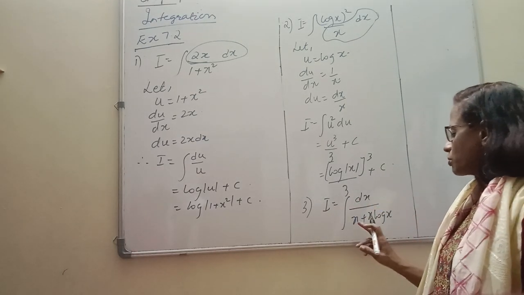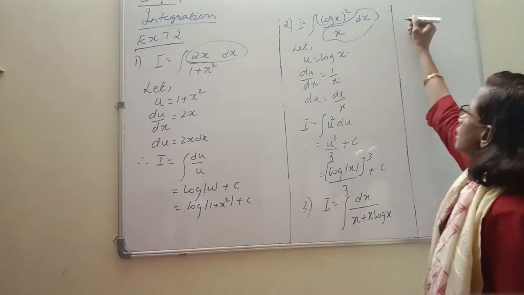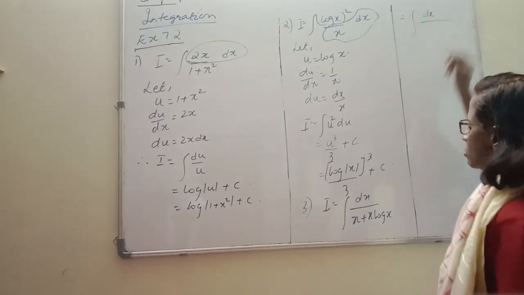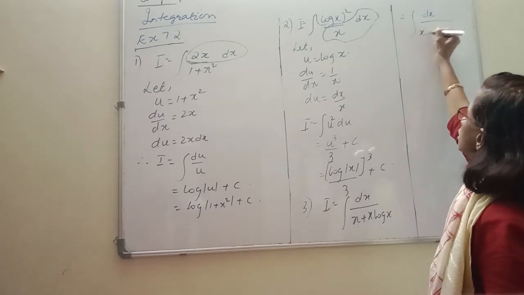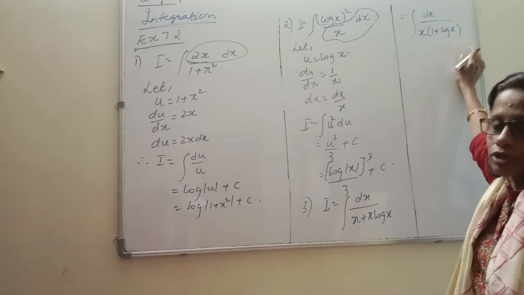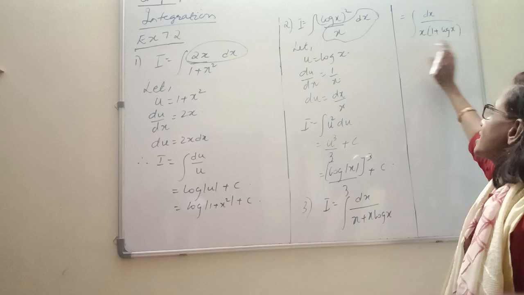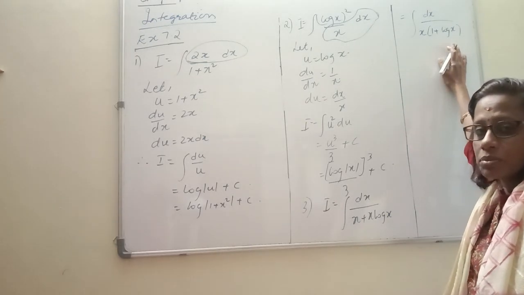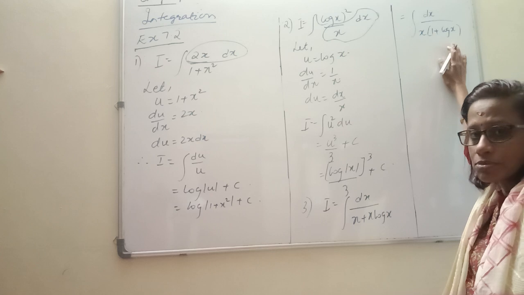So it is dx over x plus x log x. This is not very organized. So let's organize it by taking the x out. So you will get x times 1 plus log x. So this is the place from where you have to think of the substitution. x is a pretty simple function and 1 plus log x is another function. So obviously it should be 1 plus log x that you should go for a substitution for.